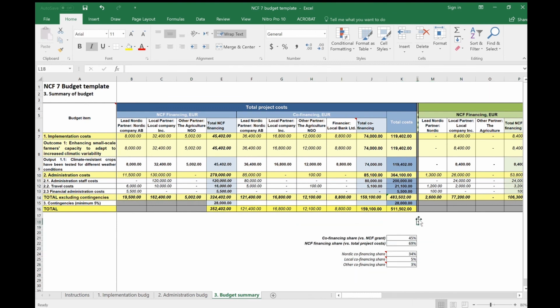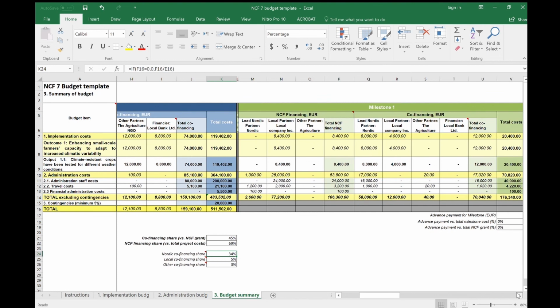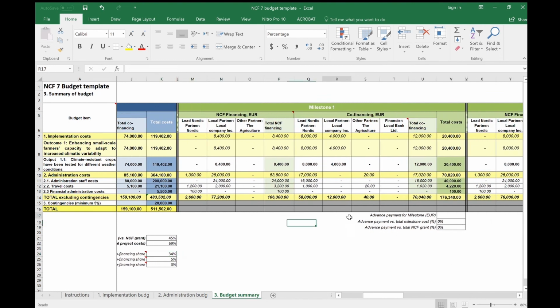Below the blue table, you will find some additional fields with co-financing calculations. The objective of these fields is to get an overview of the co-financing and NCF financing shares of the project, as well as co-financing shares for each partner type. Please check that the formulas correctly calculate the shares for your project budget and adjust when necessary. For example, for the Nordic co-financing share, all the co-financing for partners registered in the Nordic countries should be included.